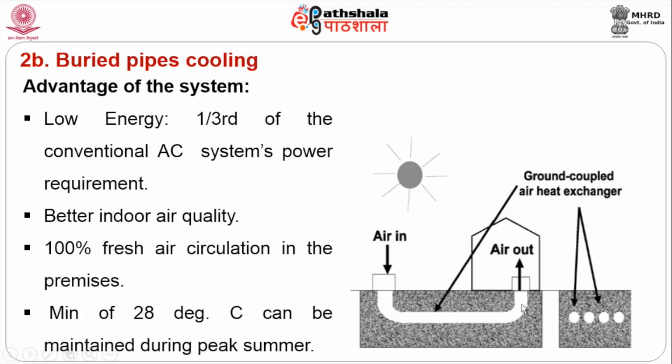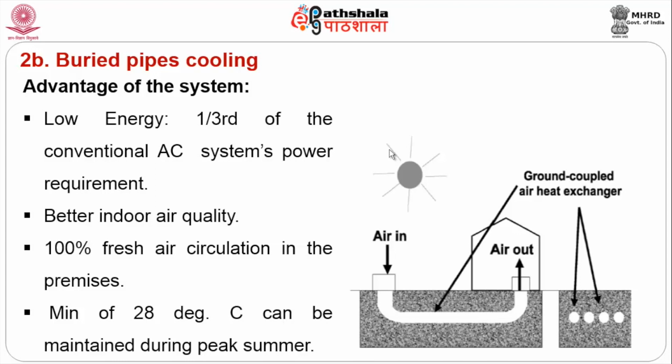Air comes through the tube and it passes into the building at a temperature which is the average of this place, which means when it is very cool outside, the air will be warm. When it is very warm outside, the air will remain cool. The advantage of this system is it is low energy. 1/3 of the conventional AC system's power requirement is all it needs. We have better indoor air quality, because all the air that gets inside the building is actually fresh air through an inlet. 100% fresh air circulation in the premises.